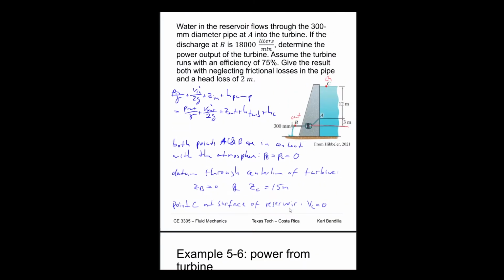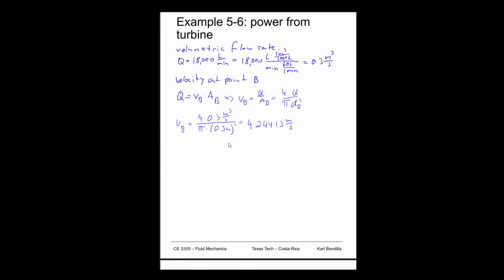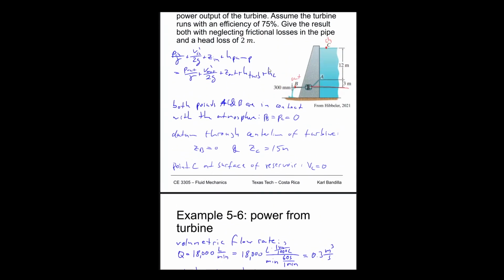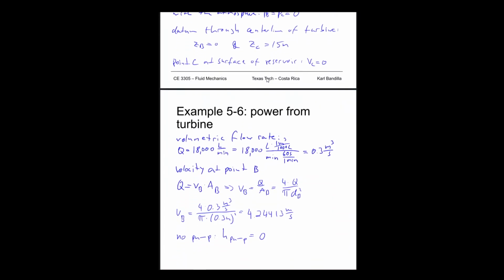All right, what else do we need in our equation here? So now we have, let's see, we have the pressures, we have the velocities, we have the elevations. We don't have any pumps, so we can say that's 0. No pump means H pump equal to 0. We want to figure out what that turbine is, so we'll leave that in there. And then the head loss, right?